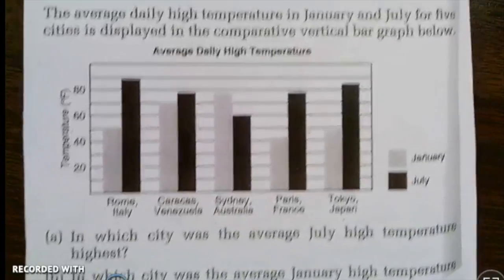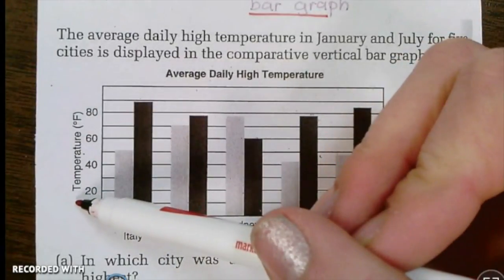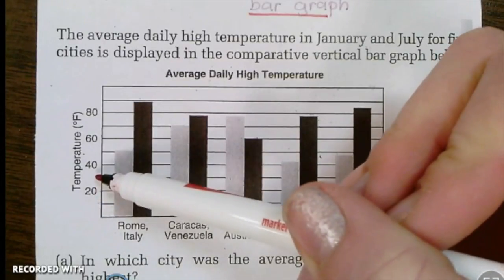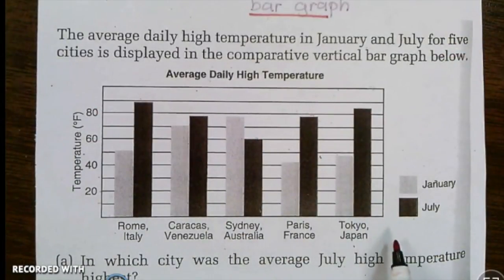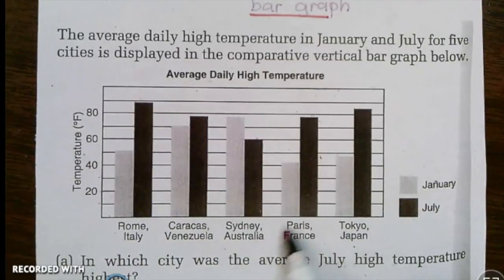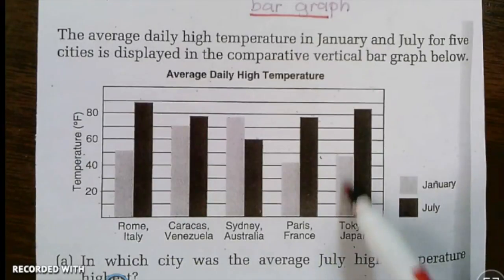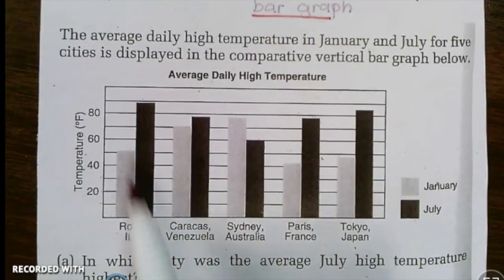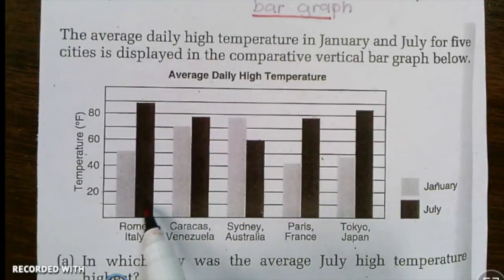So this question, if we look at this graph here, we've got average daily high temperatures. Over here is the temperature in Fahrenheit, and it's going up. Each of these lines represents 10, 20, 30, 40, 50, 60, 70, 80, 90. And down here, we've got the different cities. And then our key over here tells us that January are the light colored ones and July are the dark colored ones. So we can compare what the daily temperatures would be in January and July of Rome and all these different cities.